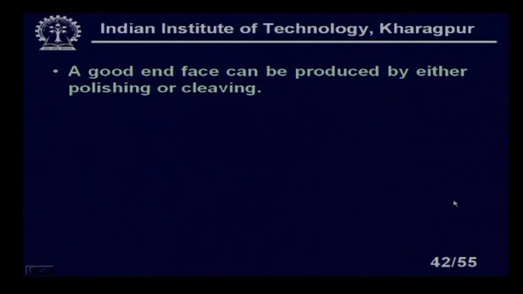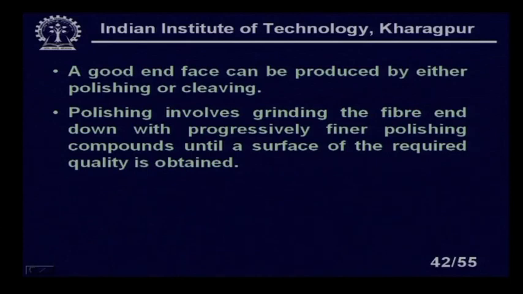If there is a little misalignment, the light cannot be launched through the fiber optic cable, because the intensity of light should be sufficient, otherwise you need a repeater after a short distance. In the case of transmission, instrumentation, that is not very much necessary. A good end face can be produced by either polishing or cleaving. The end face of the fiber should be very much polished. Polishing involves grinding the fiber end down with progressively finer polishing compounds until a surface of the required quality is obtained. So the end will be perfectly polished.